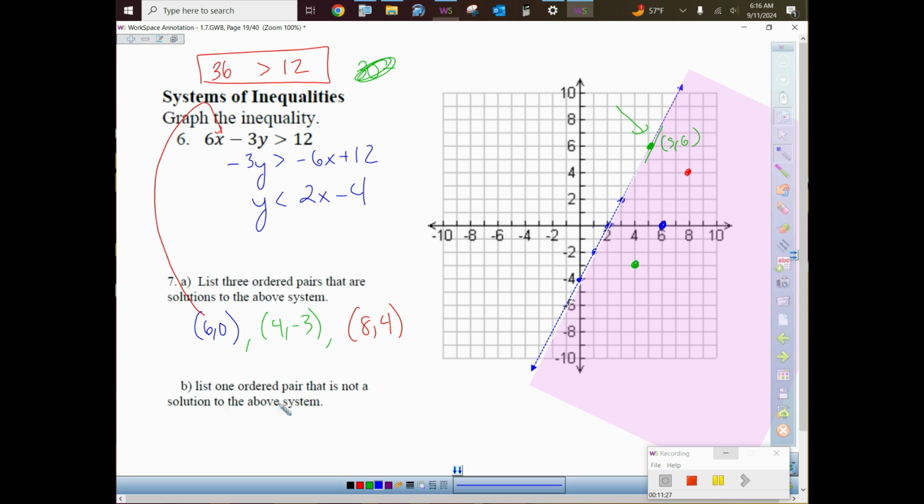So let's list an ordered pair that's not a solution to the system. Here's an easy one, like 0, 0. It's not in the shaded region. Any of these points that are not in there, you just pick somebody that's not in your shaded region. But that's just a two-dimensional inequality with one scenario.